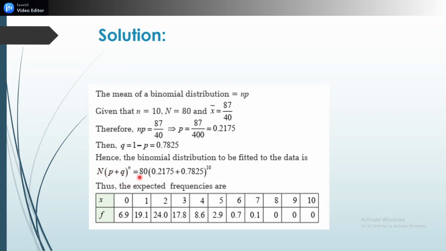In the binomial distribution here, we make the substitution in this relation. N is equal to 80. The probability of success is equal to this one. The probability of failure is equal to this one, and when we raise to the power 10, we get the value of the binomial distribution. First, the expected frequency is here. How is it found? This is the expected frequency.